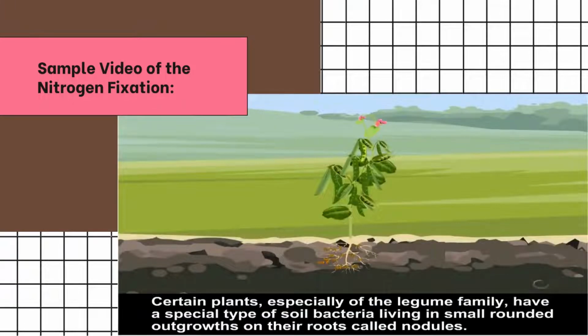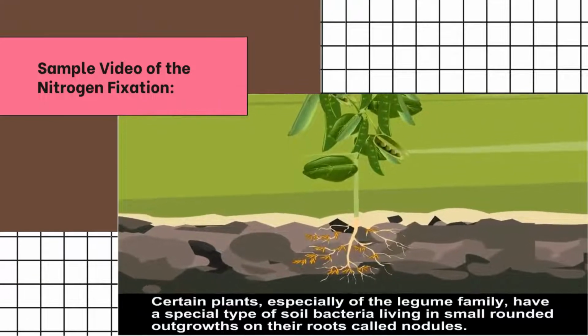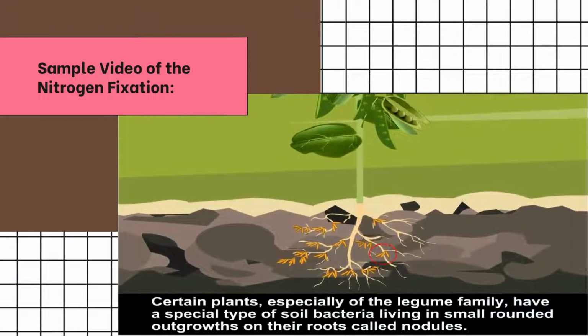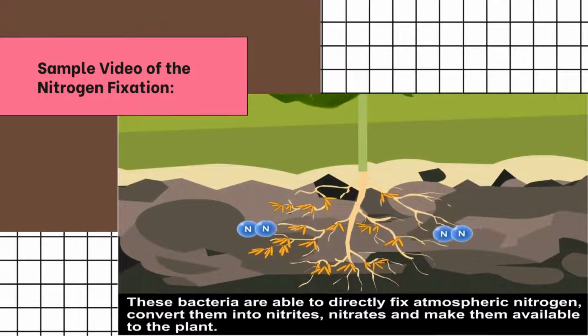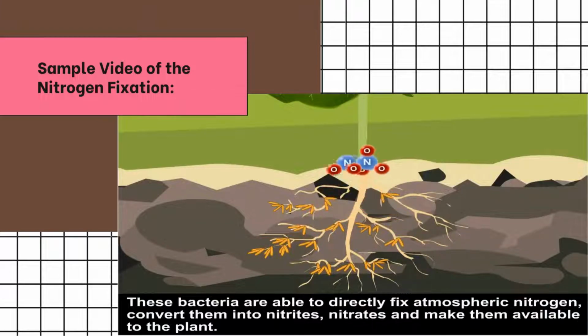Nitrogen fixation. Certain plants, especially of the legume family, have a special type of soil bacteria living in small rounded outgrowths on their roots called nodules. These bacteria are able to directly fix atmospheric nitrogen, convert it into nitrites, nitrates, and make them available to the plant.